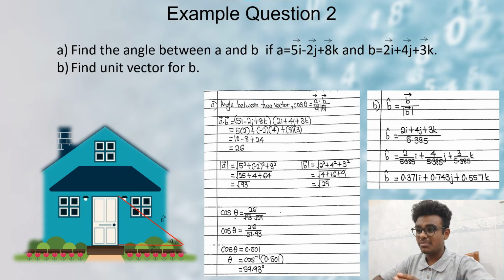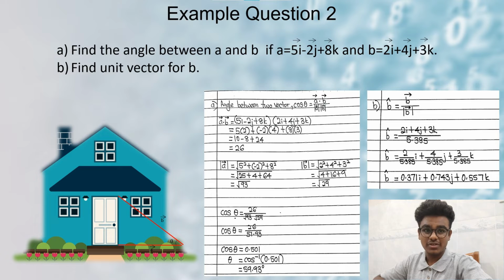As an example, 5i times 2i, and negative 2j times 4j, and 8k times 3k. So we will get the answer 26, and right now we will find the magnitude of A.